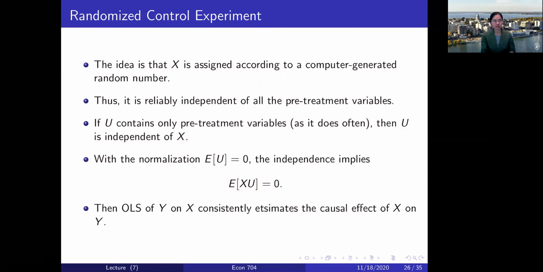So in an ideal randomized control trial, if the model is generated from an ideal randomized control trial, then OLS of y on x should consistently estimate the causal effect of x on y, because the orthogonality condition is guaranteed by the way x is assigned, which is randomly assigned according to something independent of all the pretreatment variables.